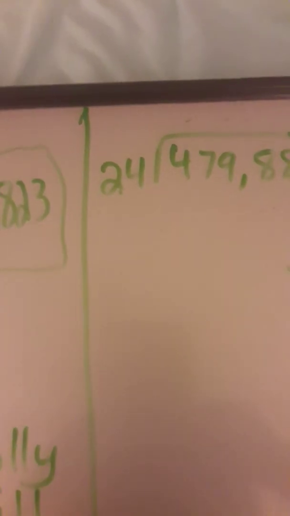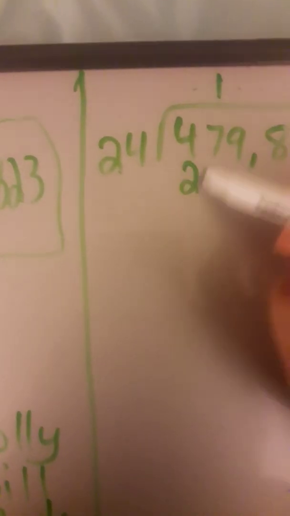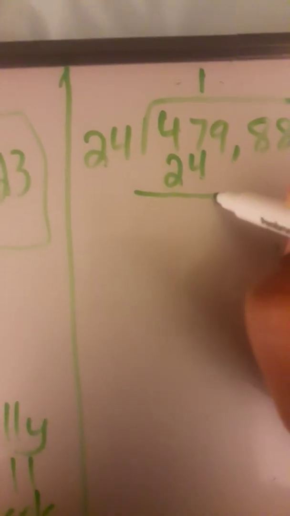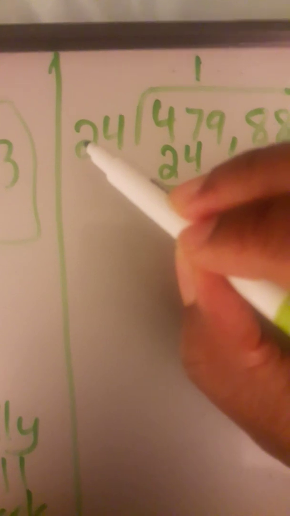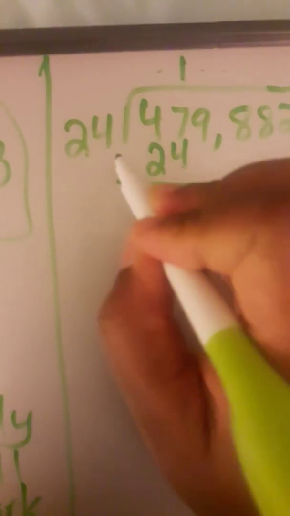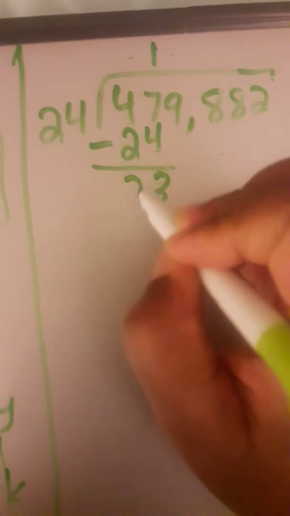479,882. The first thing we'll do is 24 times 1 is 24. 24 times 2 is 48. Nope, 48 is too high, so we're going to write down a 1, and we're going to put 24, and then we're going to subtract that. How we got that 24 was we took that 1 and multiplied it by 24, and now we write the subtraction sign, and we subtract 3 and 2.